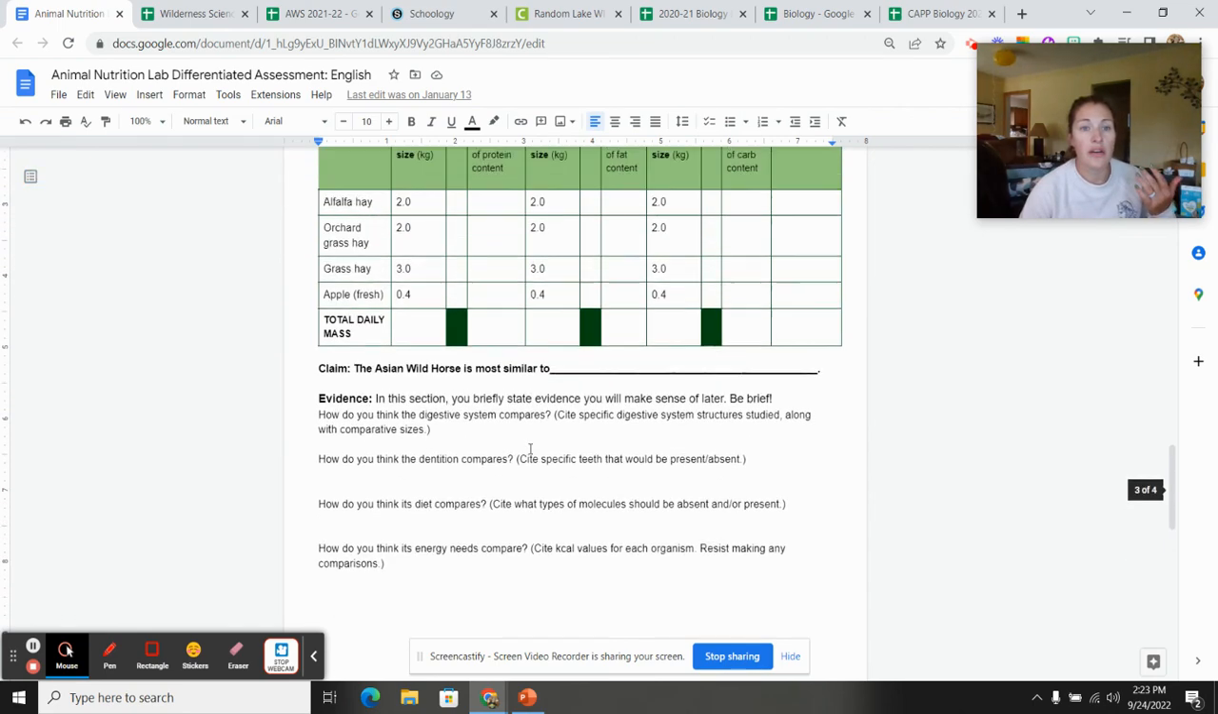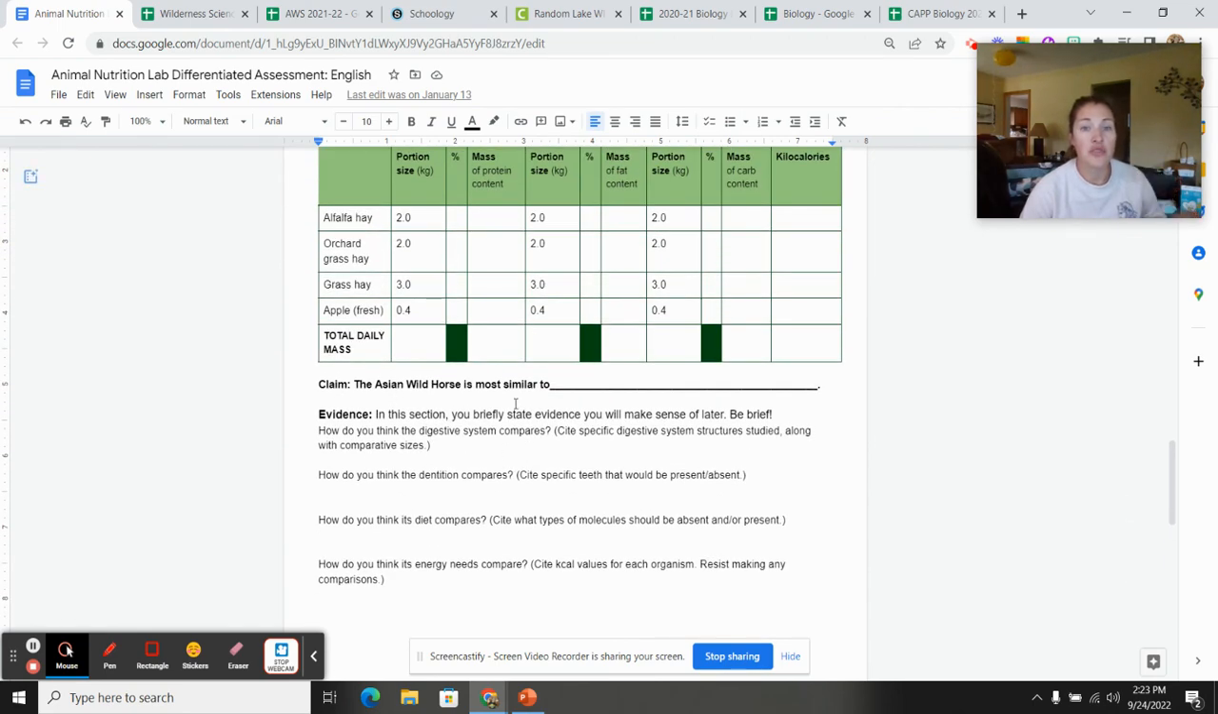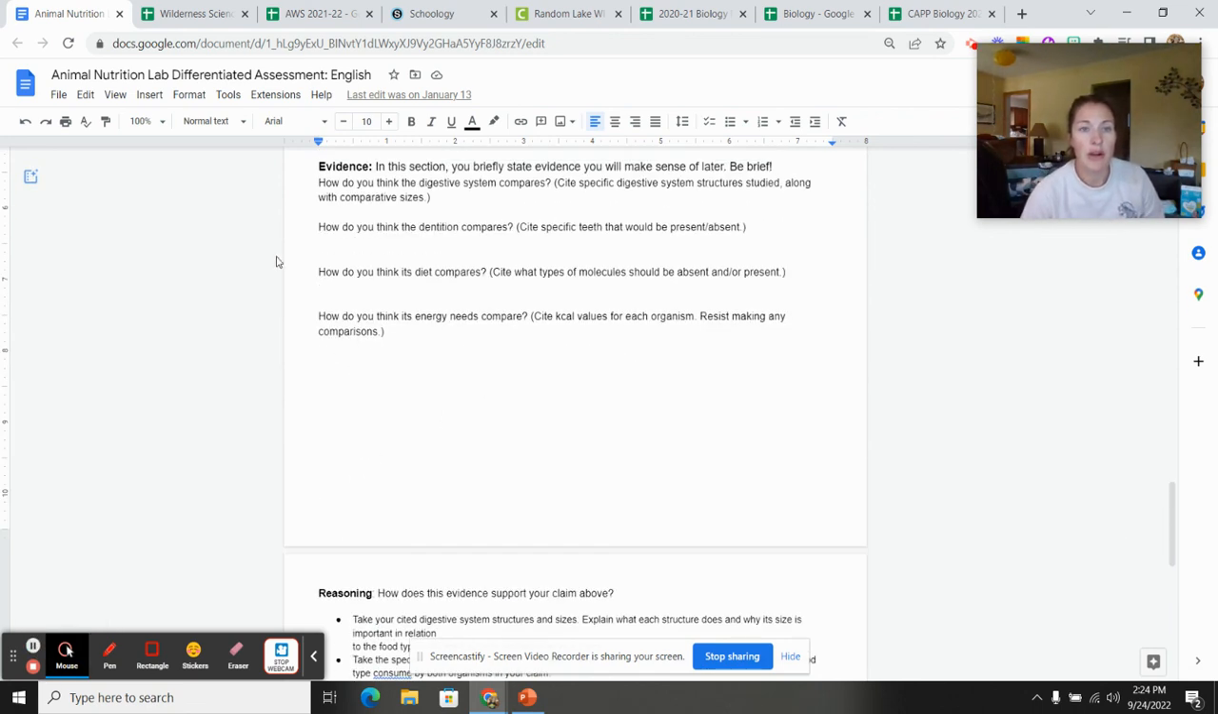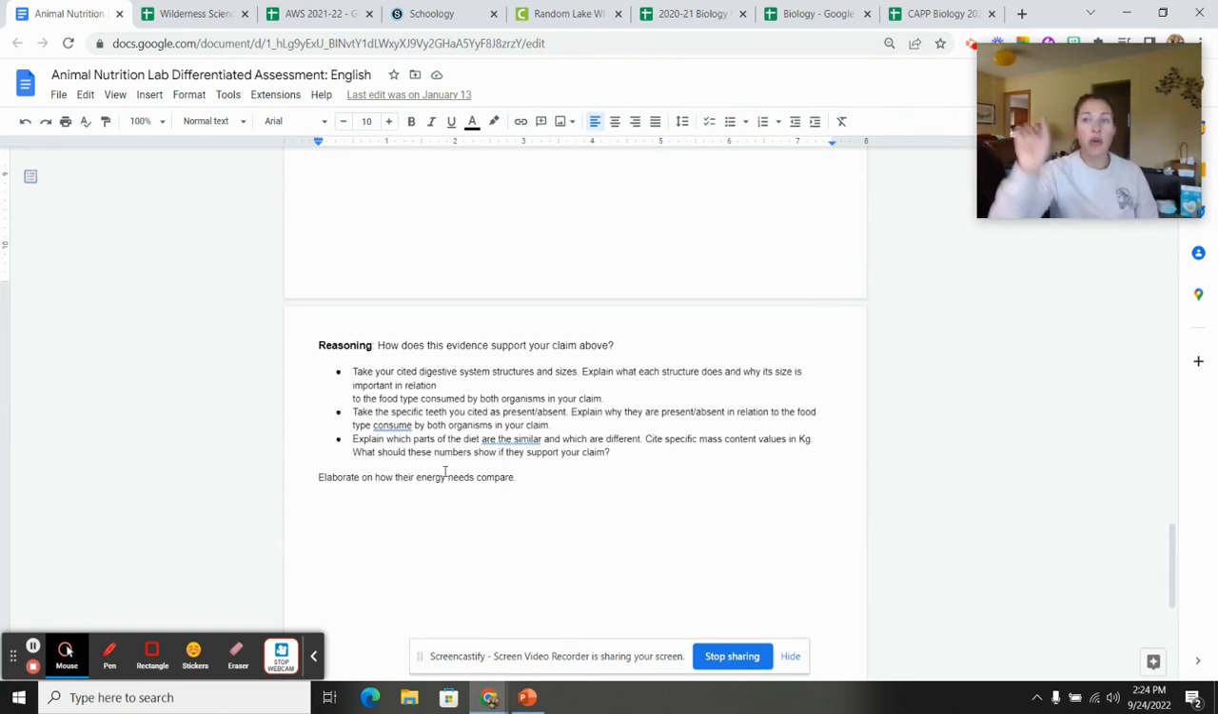And then down below, you're going to write your reasoning. So the claim is the Asian wild horse is most similar to maybe a unicorn. Okay. And then you are going to explain everything here in full sentences for your reasoning. So remember that evidence is just like notes. These do not need to be in complete sentences. The reasoning is where you are going to write out all of your evidence in complete sentences.